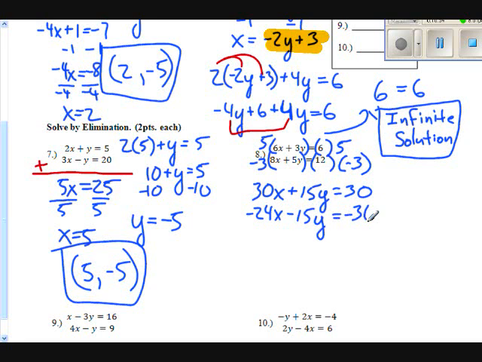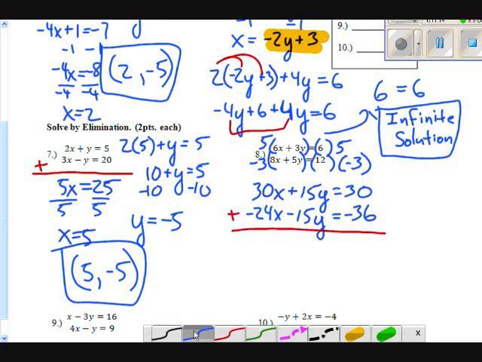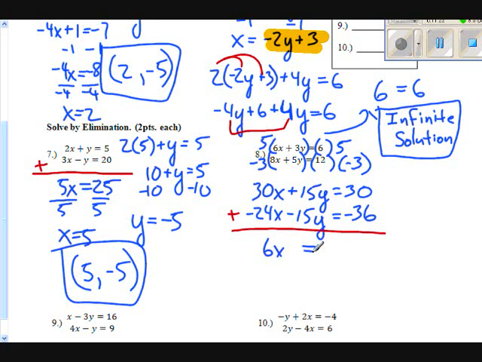a negative 36. So the reason I did that is because now if I look, I've got a positive 15 and a negative 15. Those are additive inverses. So now when I add these two equations together, they're going to cancel out. Okay? So now I can add these two equations together. And when I do that, the 30x plus the negative 24x is a positive 6x. 15y plus a negative 15y is 0. So that's gone. And then over here, 30 plus the negative 36 is a negative 6.